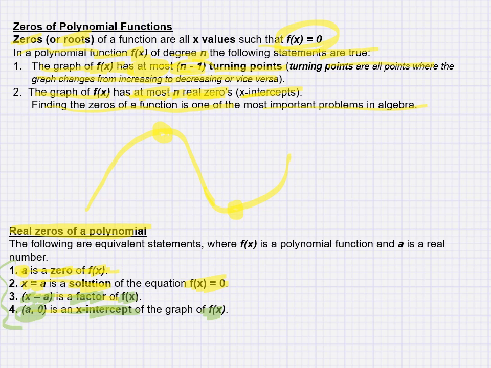A value is a zero of the function, x equals a is a solution to the equation where the function equals 0, x minus a is a factor, and a comma 0 is an x-intercept. They're all the same thing.